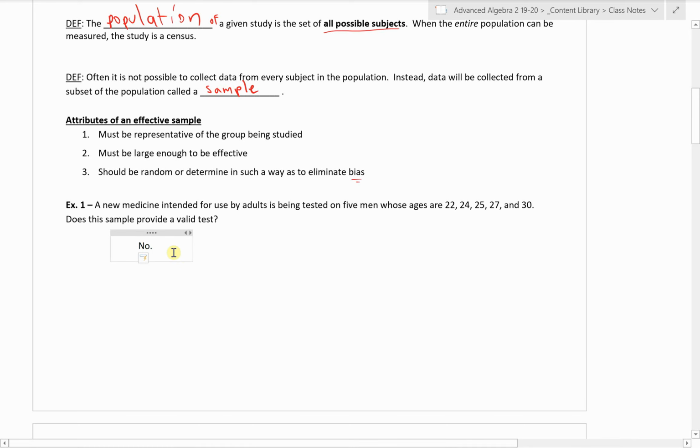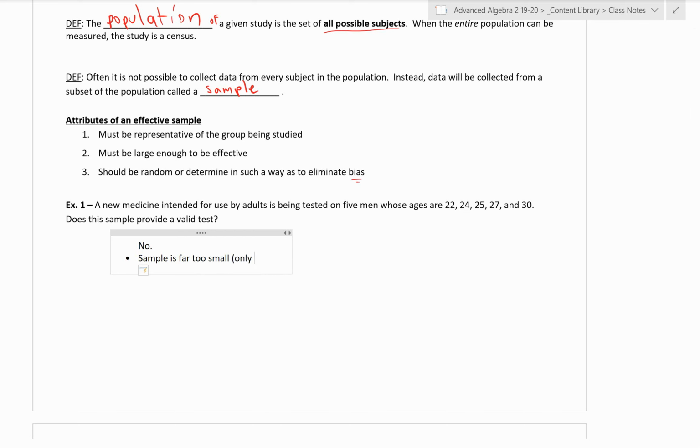No, it's a bad sample. Why is it a bad sample? A couple of reasons. One, it's tiny. You picked 5 people to represent a population of billions and billions of people. So the sample is far too small. Only 5 people.